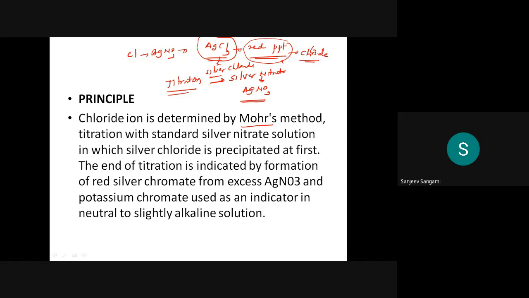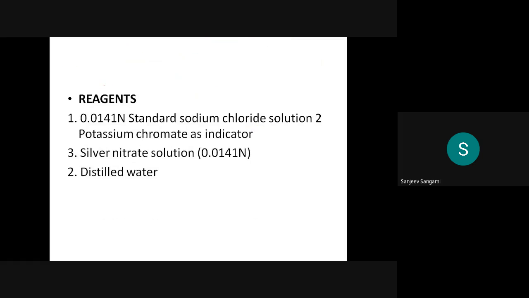Means this is the end point. You have to note down the volume, whatever that volume is, and put it in the formula. Here we are using potassium chromate as an indicator. Potassium chromate as an indicator. So this is the principle.